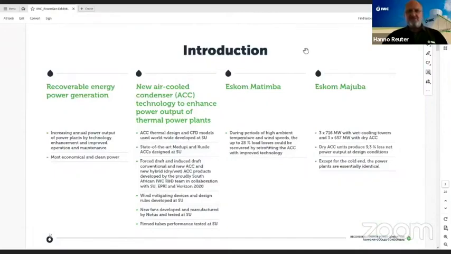So to commence with the introduction, the term recoverable energy power generation means increasing annual power output of power plants by technology enhancement and improved operation and maintenance. And I think the people out there aren't aware of the amount of energy that can be converted into power out there that's not harnessed at this stage. I make a claim it's the most economical and clean power available. And that's something we'll discuss later. Then going to the next bullet, new air-cooled condenser technology to enhance power output of thermal power plants. So the air-cooled condenser is an old technology, but by improving it, significant improvement in output can be achieved.